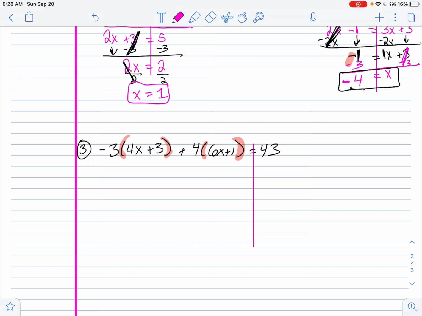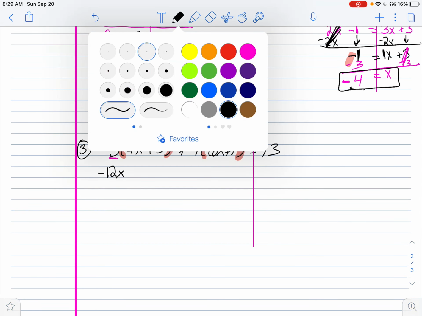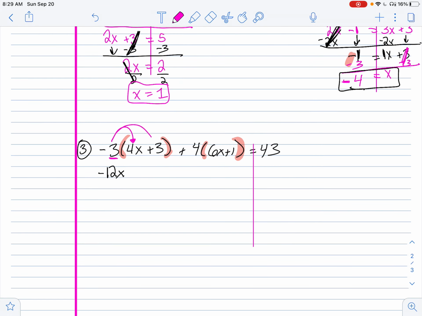So I'm going to use distribution. I'm going to take that negative 3, remember take the sign with that out in front, and multiply it into my first parenthesis. So negative 3 times 4x leaves me with negative 12x. And then I take that negative 3 and I multiply it by positive 3. A negative 3 times positive 3 leaves me with a negative 9. So I have negative 12x minus 9. I'm going to bring down this plus sign since I haven't used it yet.